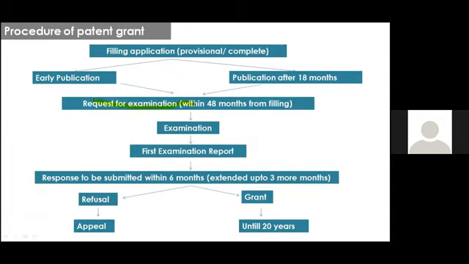examination. Once the first examination report comes, you need to respond to the reviewer's report within the stipulated time of 6 months, which can be extended by up to 3 more months. If it is refused, then you can go for appeal. One very good example we have seen is the case of Diamond versus Chakrabarty, where after refusal they went on to appeal, and in the end they got the patent. If it is granted, then it is granted for close to 20 years. So this is the overall procedure of patent grant in India.